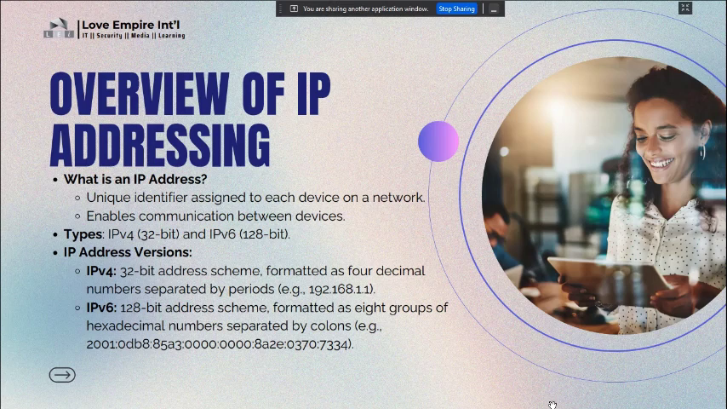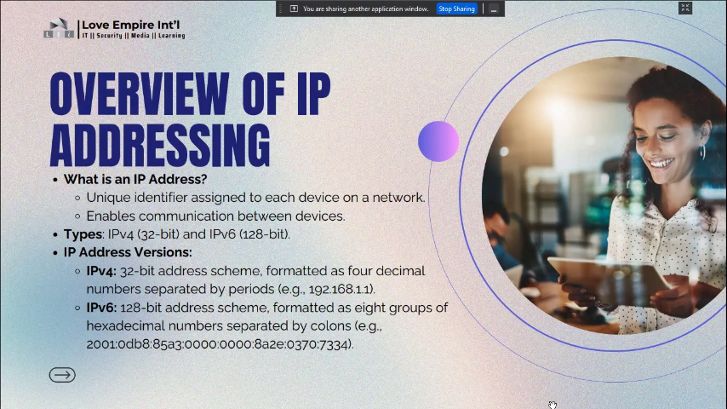I believe we all know what a bit is. That's the smallest unit of data. So IP version 4 is 32-bit, and this 32-bit is formatted into 4 decimal numbers, and is separated by a dot.